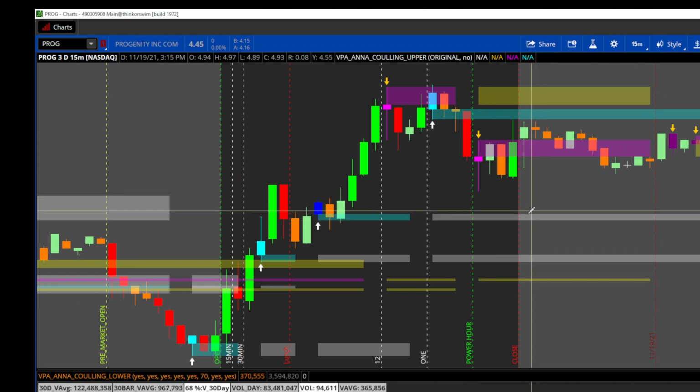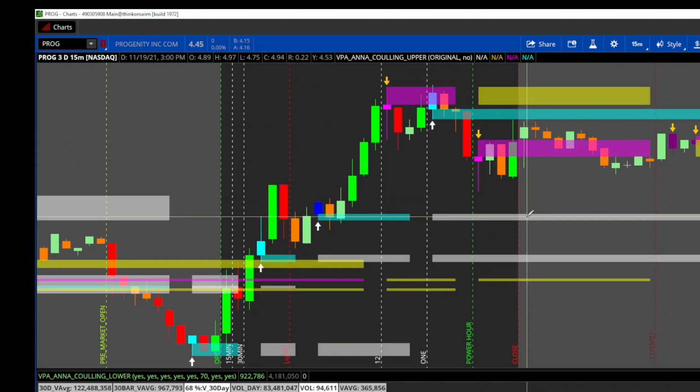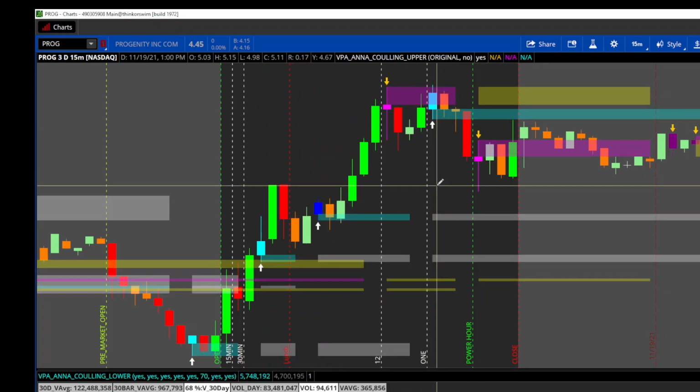You can cut off the previous support and resistance from the irregular bodies if you want to, and you can just get the current ones from like the cyan and the magenta from those candles.